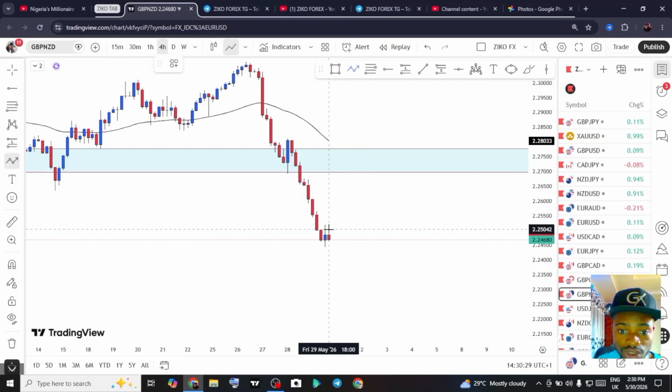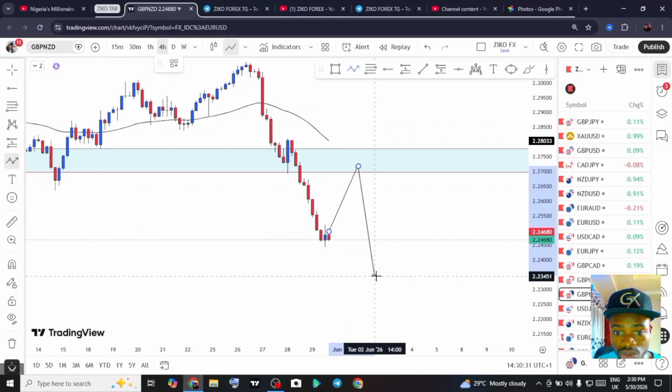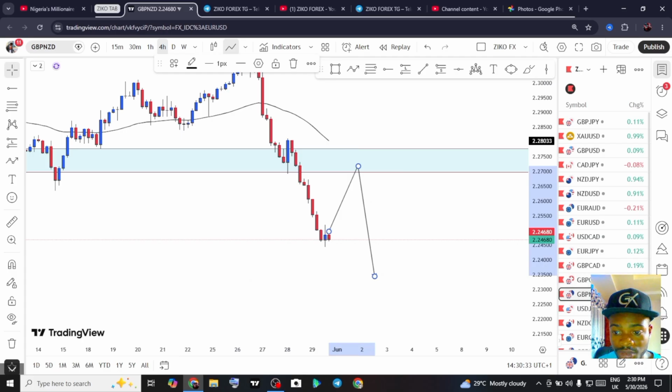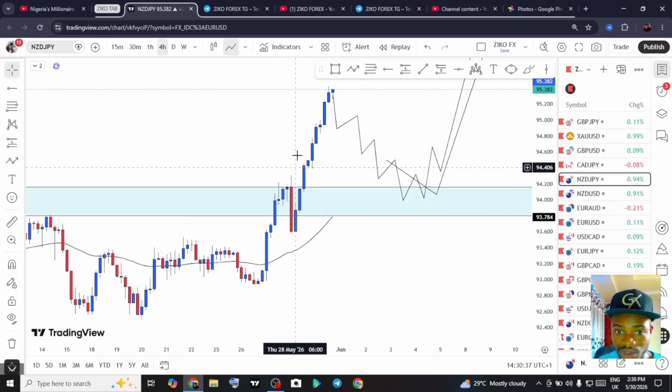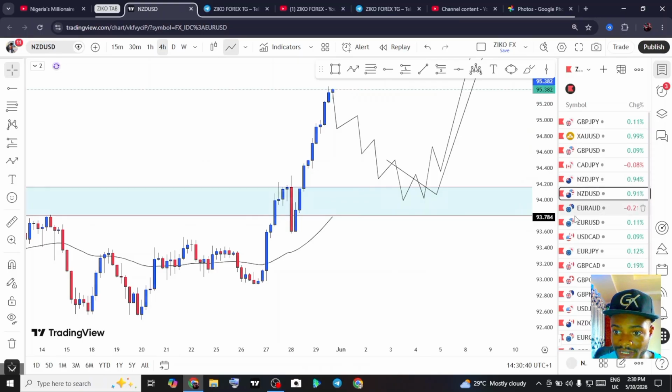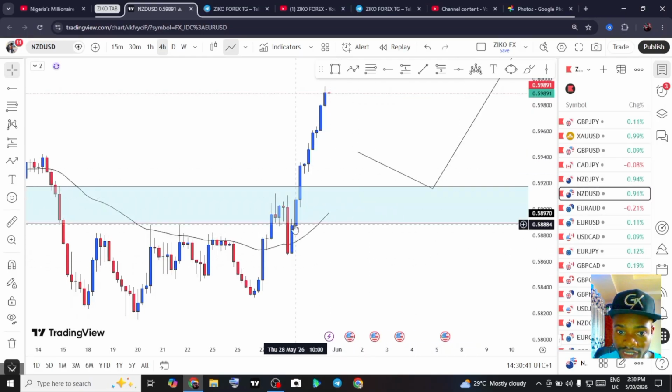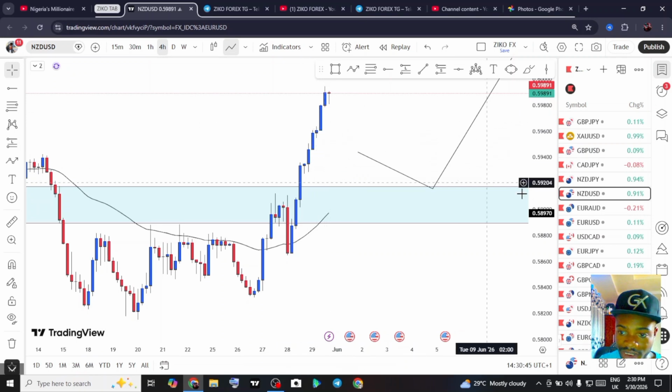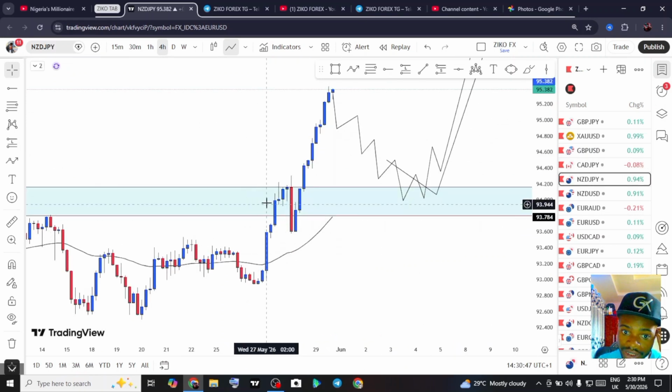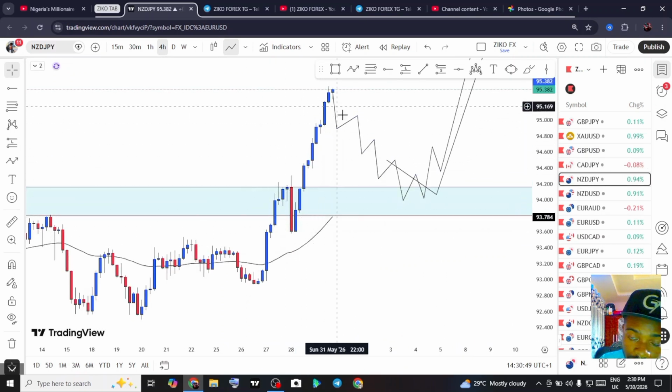So pretty much what I'll be looking for is a retracement back into this level to sell. So that's exactly what GBP NZD is telling me. But if you look at NZD JPY, it's pretty much the same price action, looking for a retracement to buy, and NZD USD looking for a retracement to buy. As you can see, we had a very strong red candle and multiple blue candles to the upside. Same thing with NZD JPY, one strong red candle, multiple blue candles to the upside.